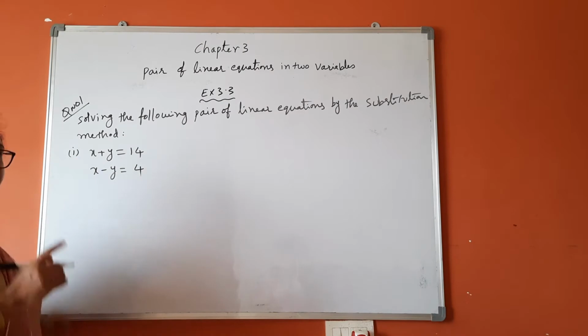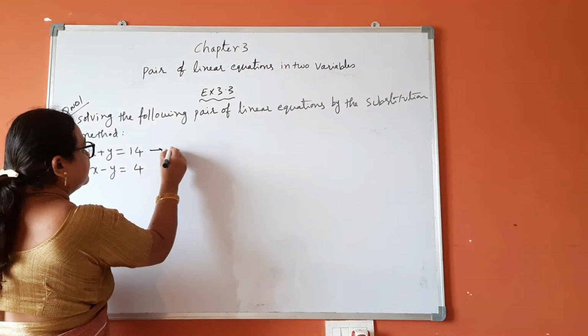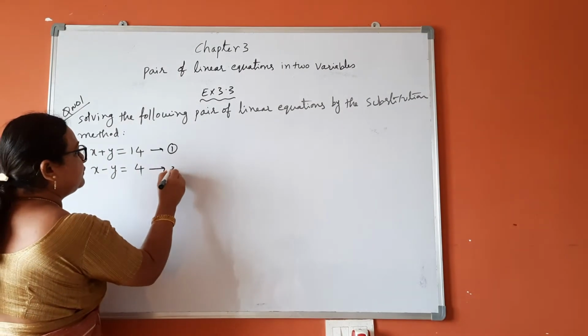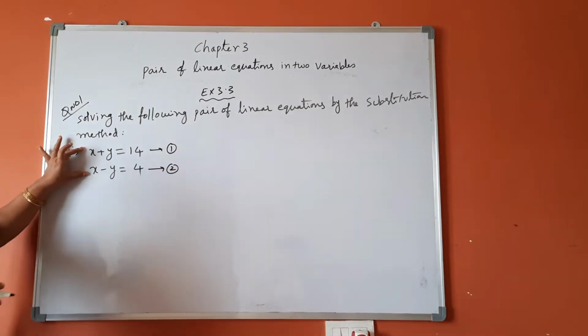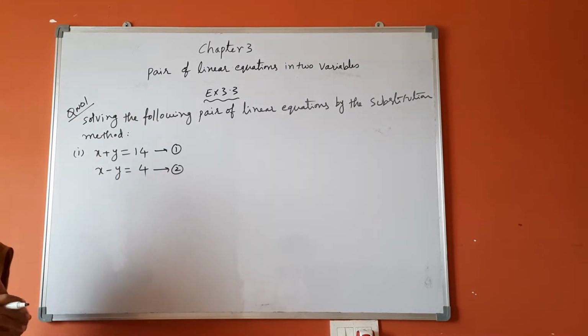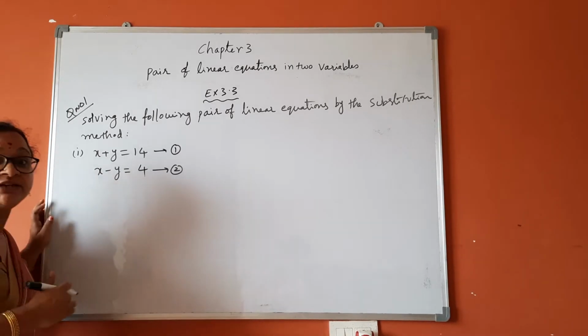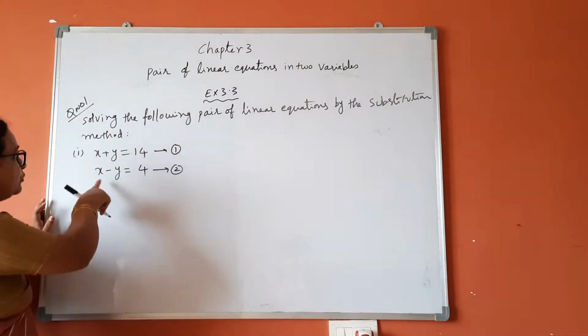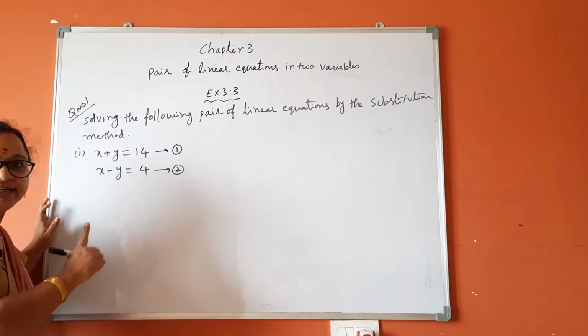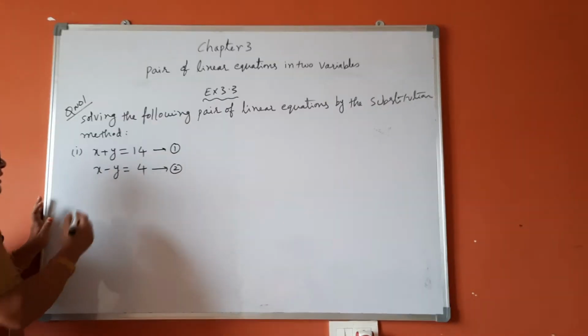x plus y is equal to 14. This is equation 1. And x minus y is equal to 4 is equation 2. So, pair of linear equations in two variables x and y. In substitution method we will find the value of one variable in terms of another variable. There are two variables x and y. So, we find the value of one variable in terms of another variable.